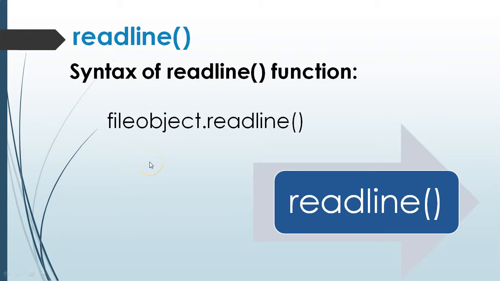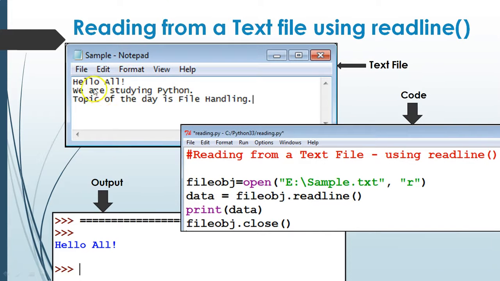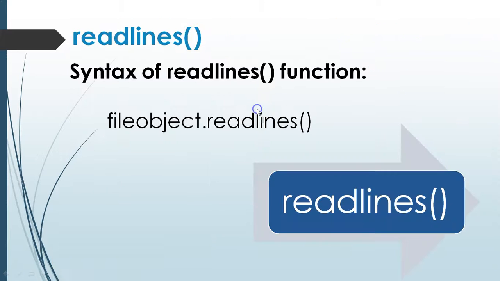So now readline. Syntax is again the same: file object dot readline. I keep the file the same, and the only change I made here is that instead of read I have written readline. Everything else is the same. A file object is opening the file, then it is storing the data coming from the readline function, and after that I am printing the data. So it's giving me hello all because it's the first line which I intended to read.